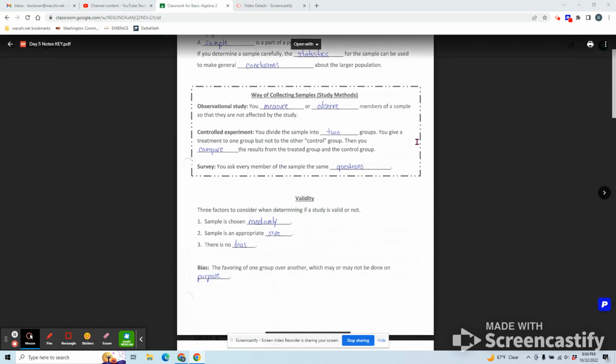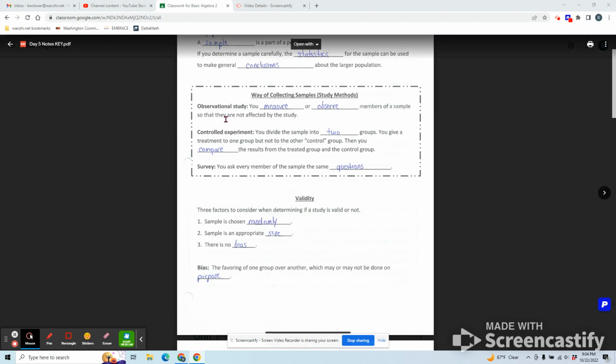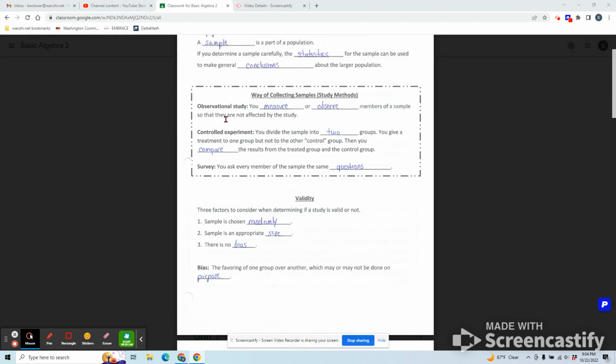There are different ways that you collect samples. One of them is an observational study, where you measure or observe members of a sample so that they are not affected by the study. Another one is a controlled experiment, where you divide the sample into two groups. You give a treatment to one group but not the other control group. Then you compare the results. Typically that's used in medications or medical experiments. And then the last one is a survey, where you ask every member of the sample the same question or questions.